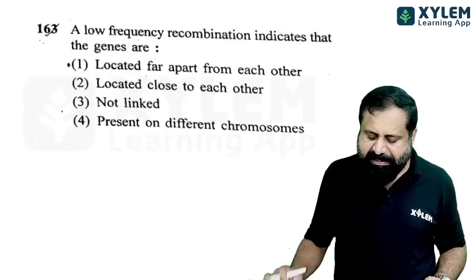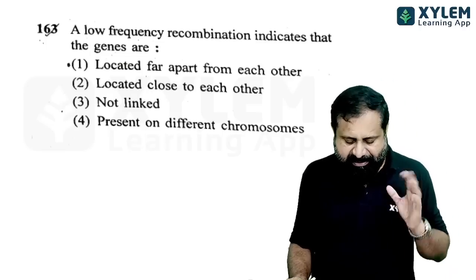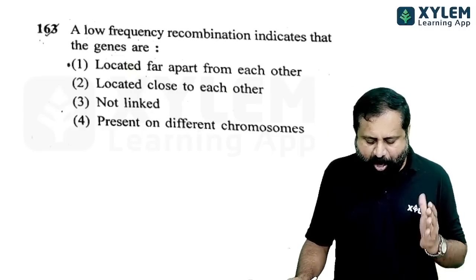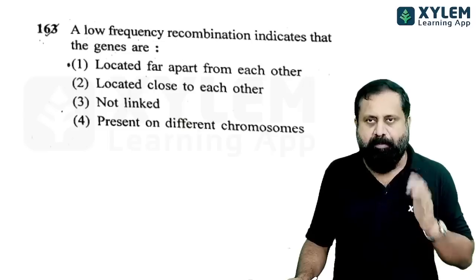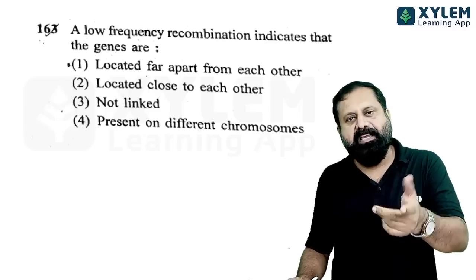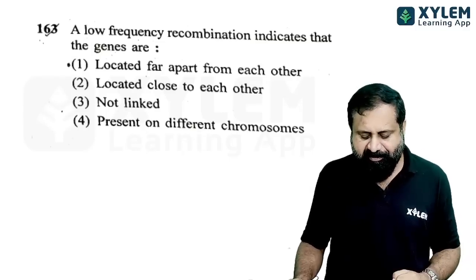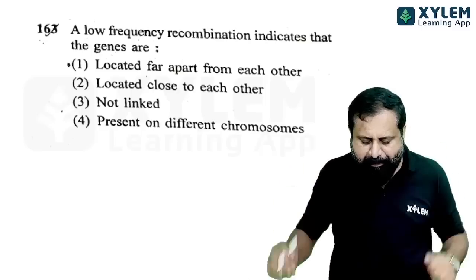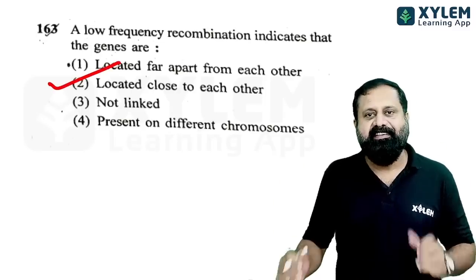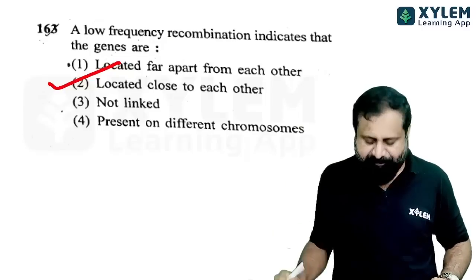163. A low frequency recombination indicates that the genes are located far apart from each other, located close to each other, not linked, present on different chromosomes. This is a question. Low frequency recombination means recombination is less. Recombination less means linkage is more. Linkage more means the genes are closely placed. So 2 is the right answer. Genes are closely placed, so linkage is high, so the percentage of recombination is less.